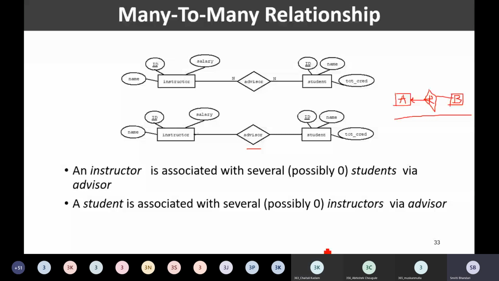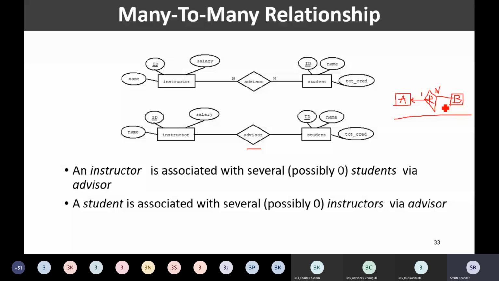So how to interpret this? An entity from entity set B is associated with at the most one entity from entity set A, whereas an entity in entity set A is associated with any number of entities from entity set B. Towards A it is 1 and towards B it is many.